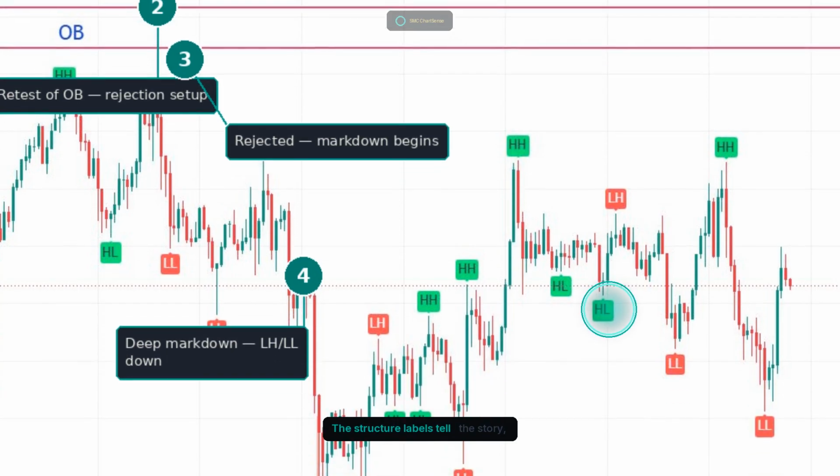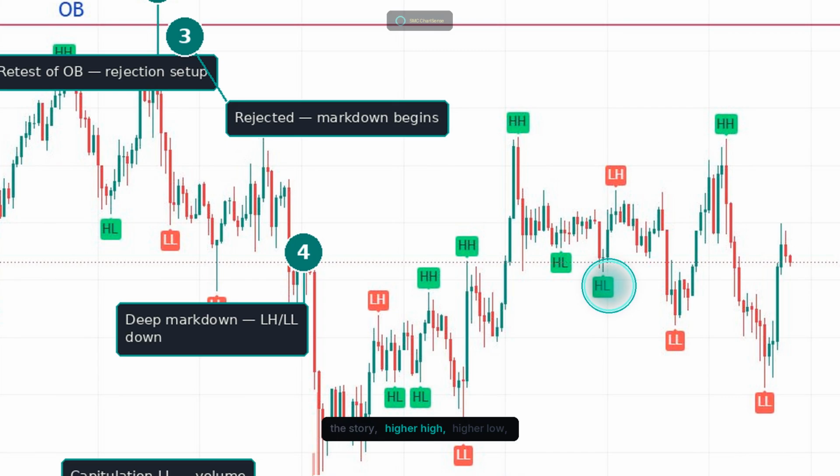The structure labels tell the story: higher high, higher low, lower high, lower low, all in close succession with no consistent sequence. In a clean trend, the labels form a pattern. Here they alternate without order. When the labels stop forming a sequence and start alternating randomly, that's the definition of chop, no directional bias to read. Any single swing here is noise, not signal.